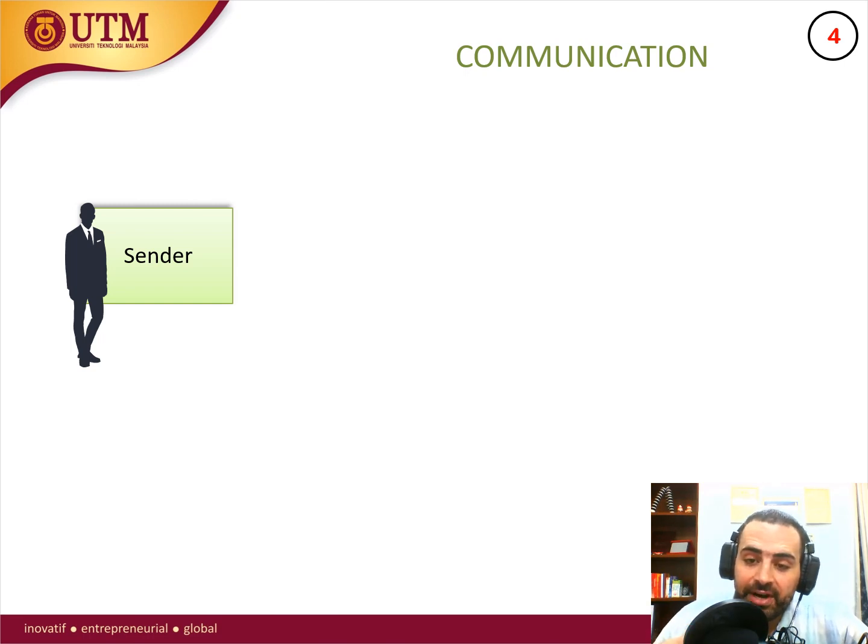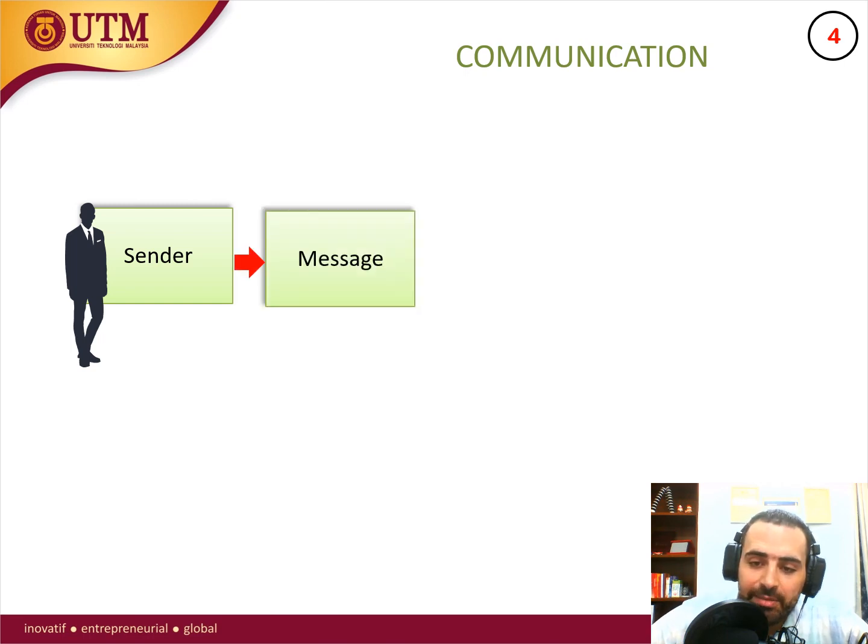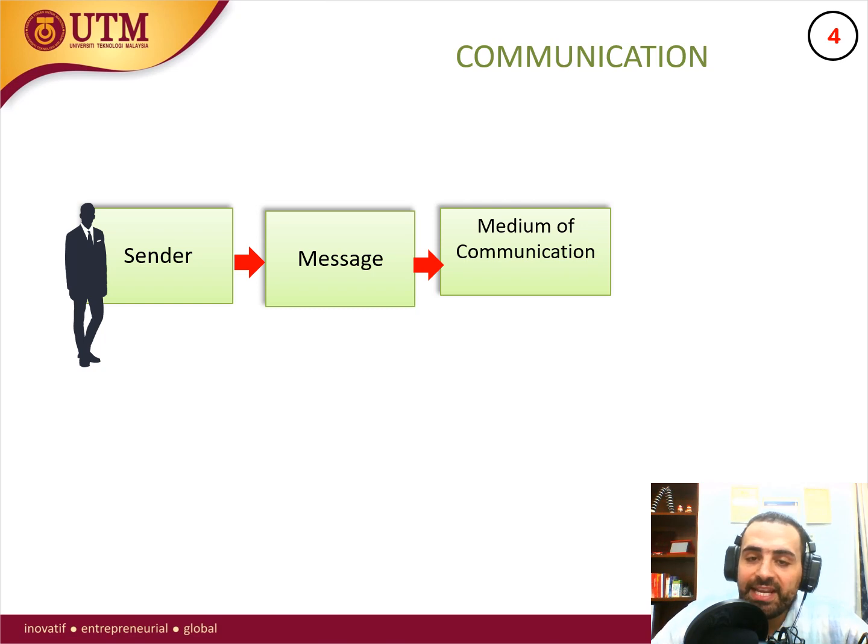I am the sender, and then I have a message. This message is the second element of the communication process, which means the information that I want to send to my audience. And then I have the medium of communication. I am communicating with you now via online, maybe, or YouTube, or this video that I'm creating. So the message, the information needs a third element, which is the medium of communication.